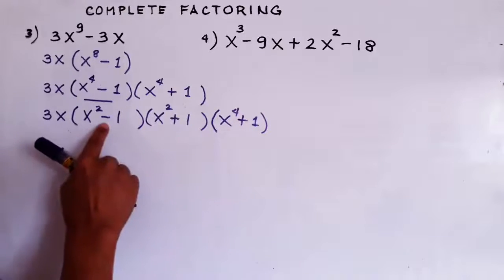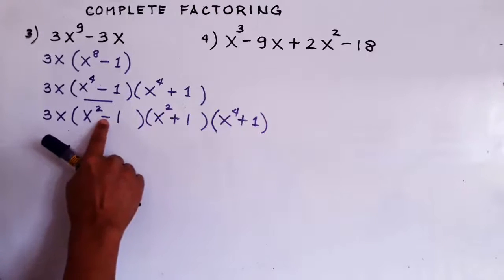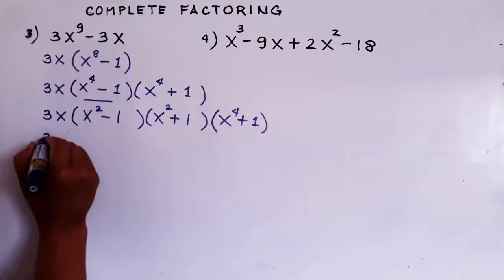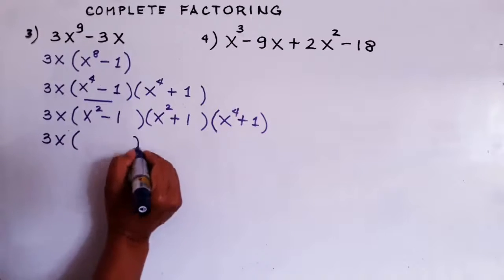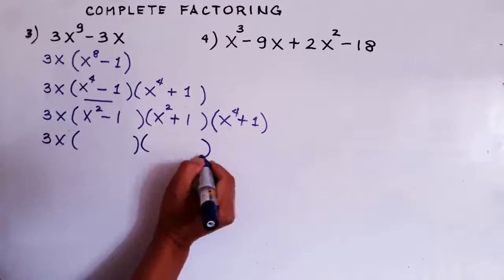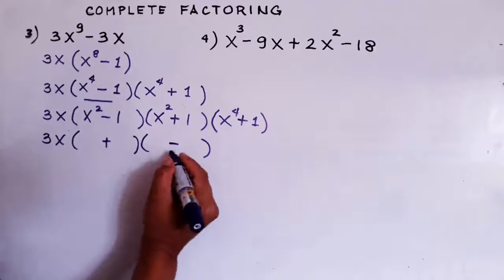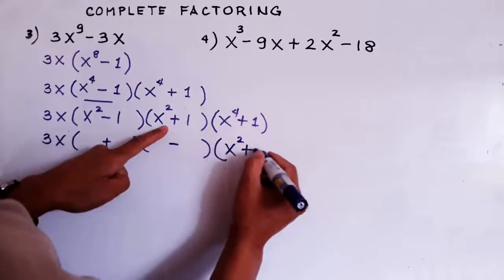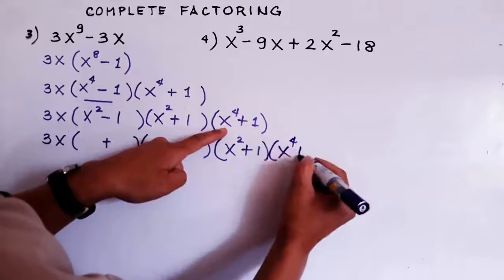Now for this one, we still have 1. This is a perfect square, and we have the difference, or a minus, here. So we need to factor this one again. So copy this one, 3x, and then for this x squared minus 1 we have a plus and a minus. Copy this one, don't leave this one: x squared plus 1, and that one, x to the 4th plus 1.